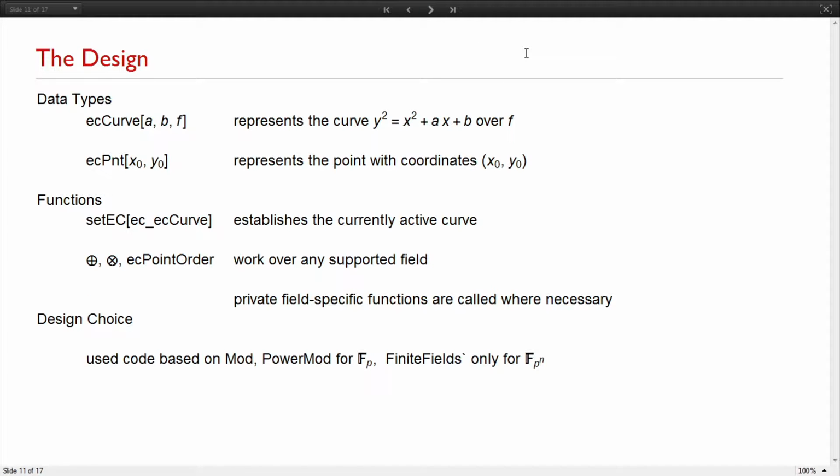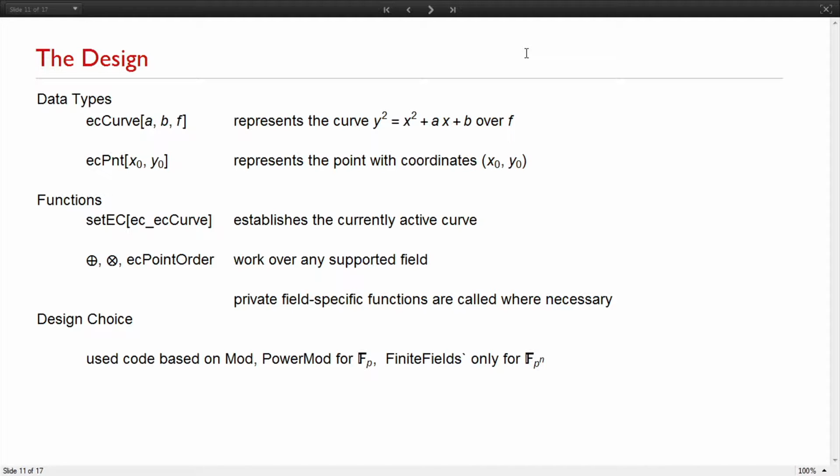So what have I provided? The basic design is that there are two data types introduced in the package: an EC curve with 3 arguments, A, B, and F. A and B are the parameters of the curve, and F describes the field that we're working over. And there's also a new head, EC point, which is used to represent the individual points on the curve.